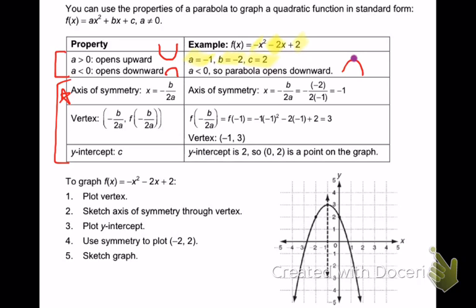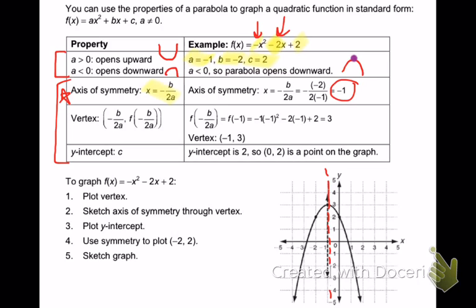To find the axis of symmetry, we're going to do negative b over 2a. Notice b comes from my b term, a comes from my a term. So I do negative b over 2a, I evaluate that, and I get an axis of symmetry of negative 1. So at x equals negative 1, I draw a dotted line there to show the axis of symmetry.